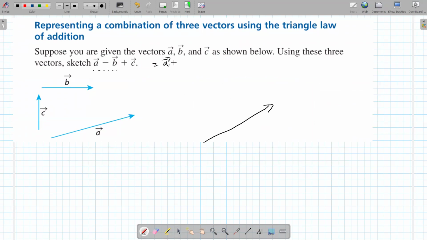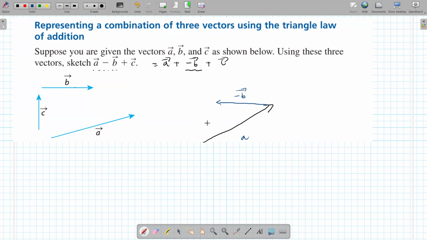Might as well write it like this. A plus negative B plus C. So this is positive B. It would go this way. But we're not trying to add positive B. We're trying to add a negative B. So this is our direction like this, okay? This is A, that's negative B.